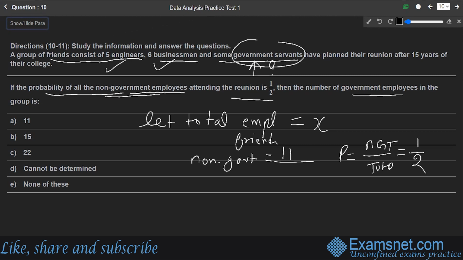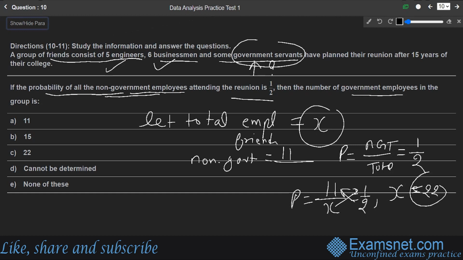How much is the total employee that we have assumed? We have assumed the total employees to be X. So the probability becomes 11 divided by X is equal to 1 by 2. By cross multiplying, the X value becomes simply 22. So the total number of employees is 22. What he has asked for is the number of government employees in the group.